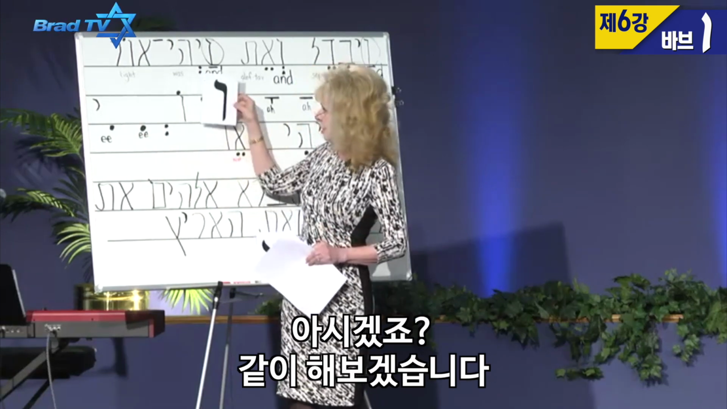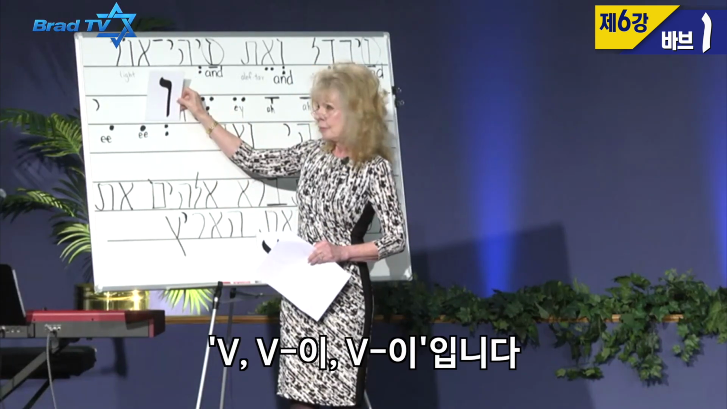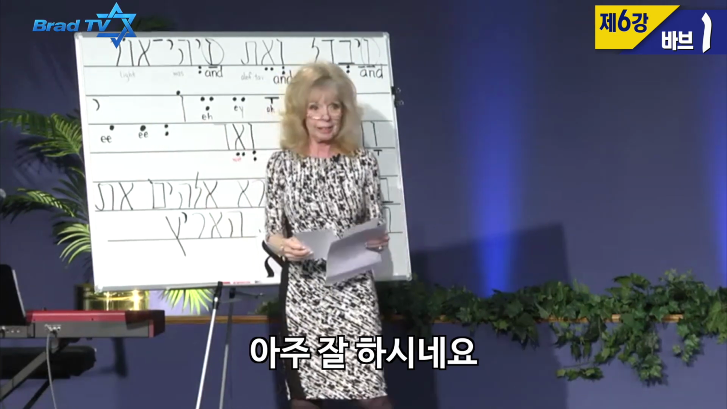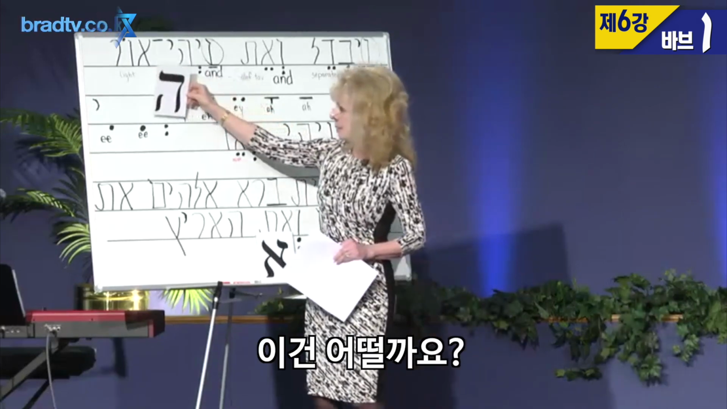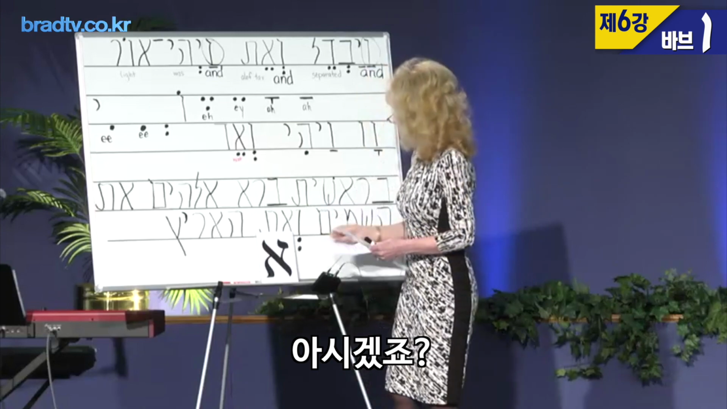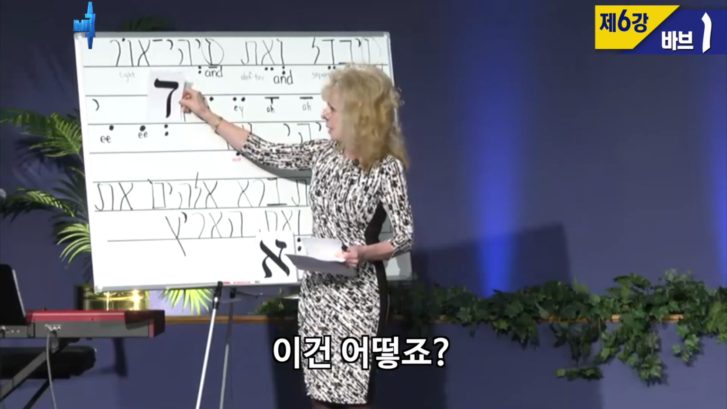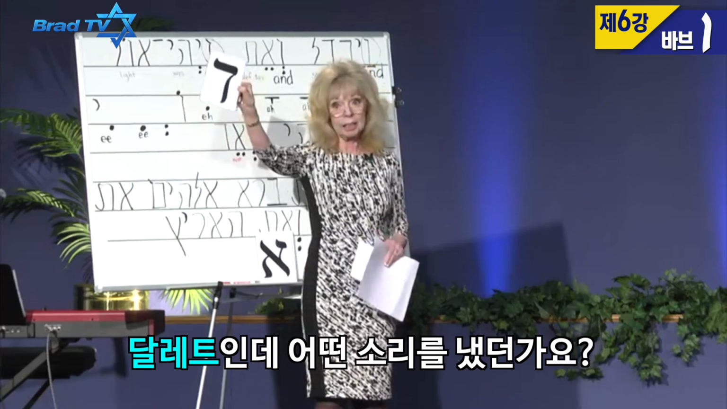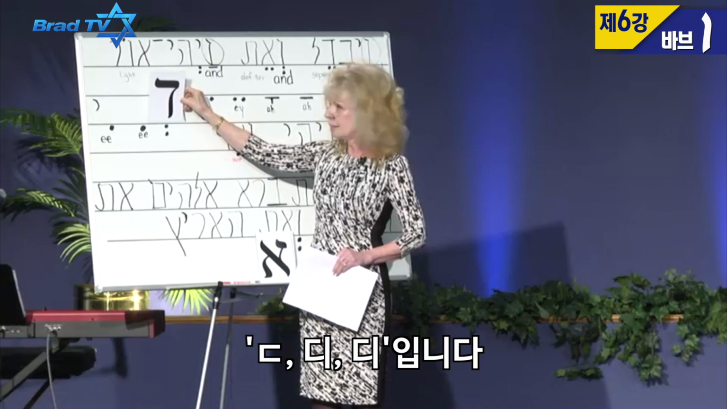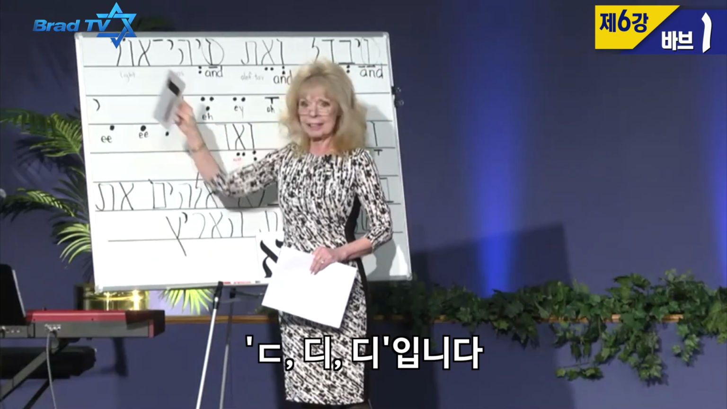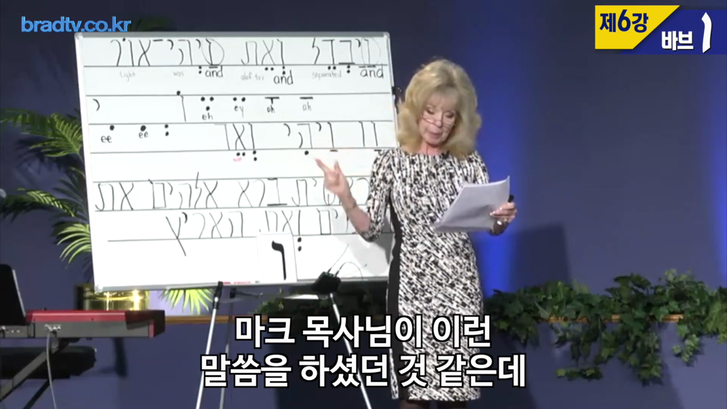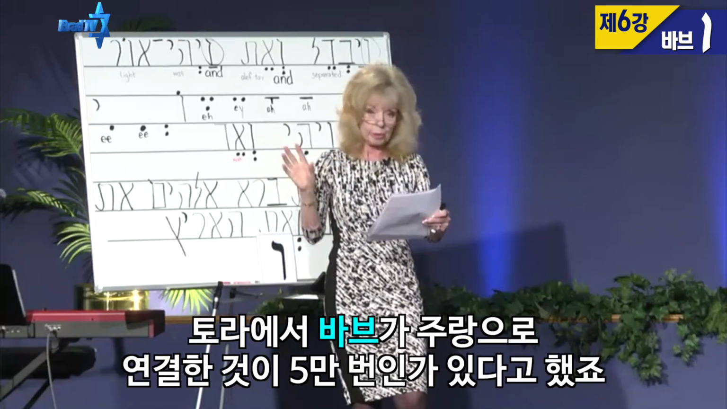So let's try it. So this is going to say V. This is going to say V, and this is going to say exactly. It's very simple. So this is going to say he. Got it? Of course you do. You're so smart. Okay, what about this? D. This is dalet. What sound does it make? D. Okay, so this is going to say D, D, D. Got it? Very good.